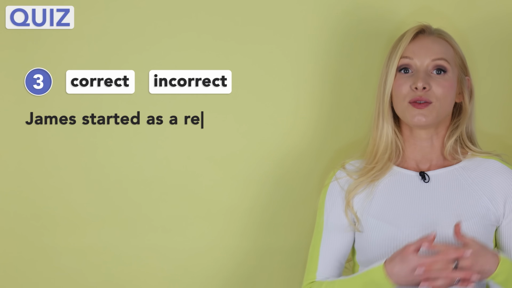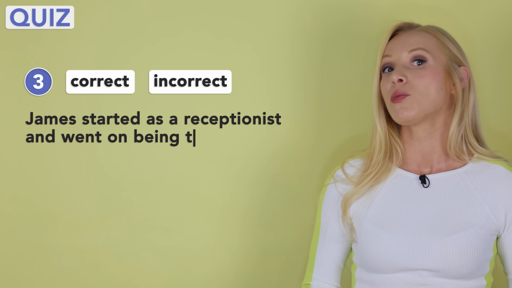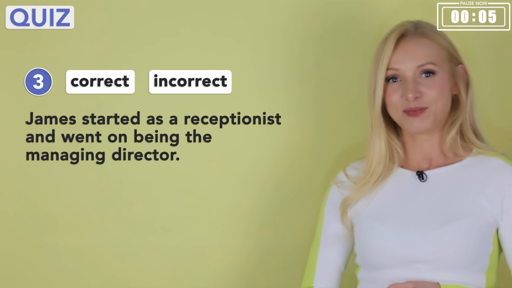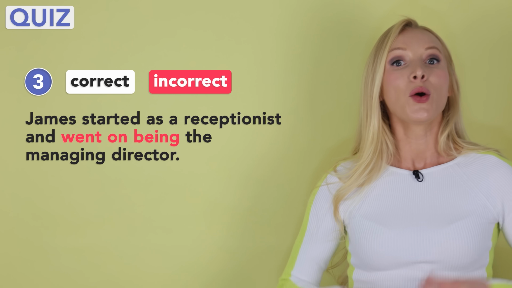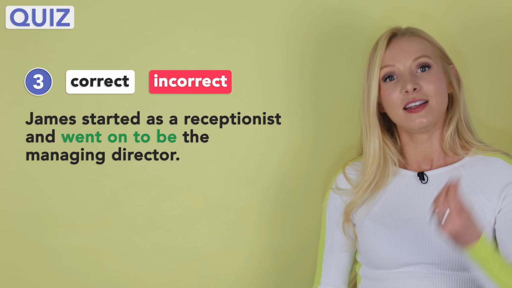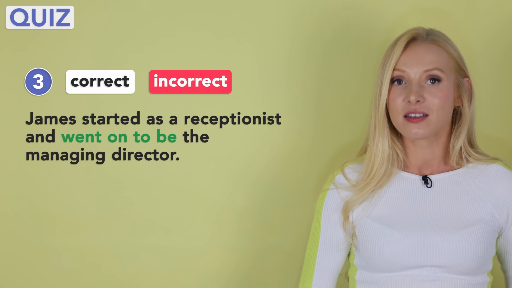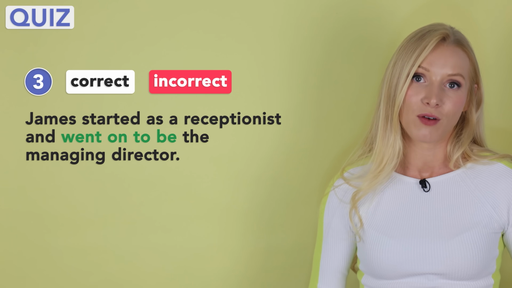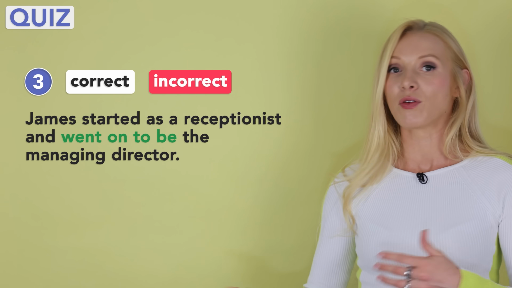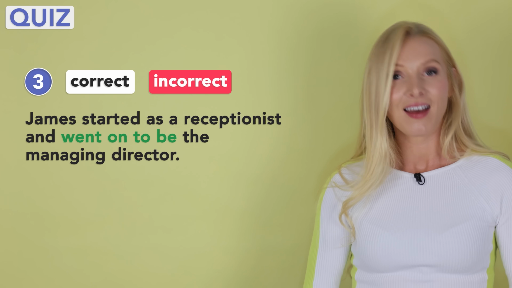Number 3. Is this sentence correct? James started as a receptionist and went on being the managing director. It is incorrect. We should say went on to be. He stopped being a receptionist and started something new when he became the managing director, probably after several other roles along the way.